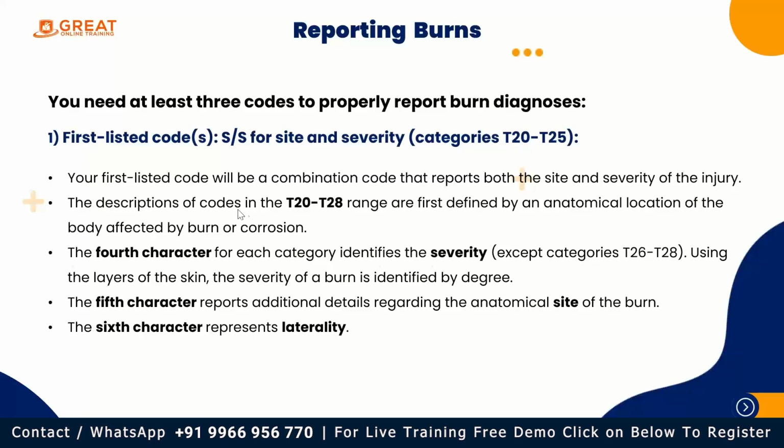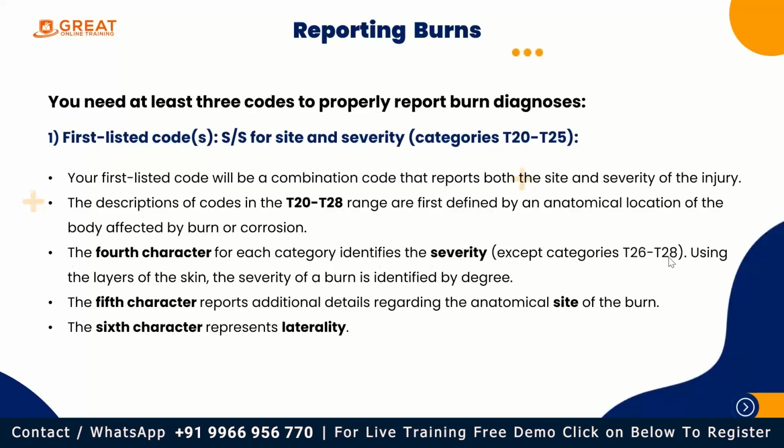The description of codes in the T20 to T28 range are first defined by the anatomical site of the body affected by burn or corrosion. Okay, so the first 3 characters depend on anatomical sites. T20, T21, T22, T23 till T28 depend on the anatomical location affected by the burn or corrosion. Then the fourth character for each category identifies the severity. Okay? Except categories T26 to T28.